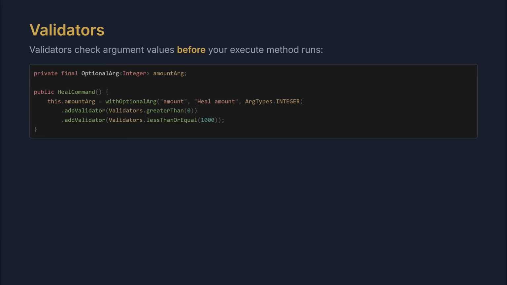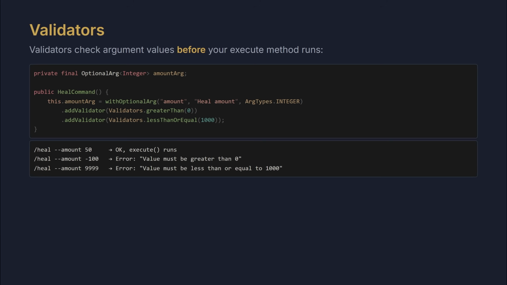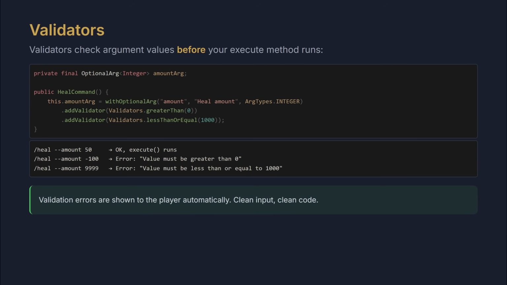Inside our constructor, where we define our arguments, we can call the method addValidator, and we can chain them and add different validators like greater than or less than or equal. And then it automatically provides us with error messages if we call it with the wrong amounts. So validation errors are shown to the player automatically, which means clean input and clean code. There are many common validators. For example, greater than, which takes a number as an input to say, for example, it must be greater than 0.